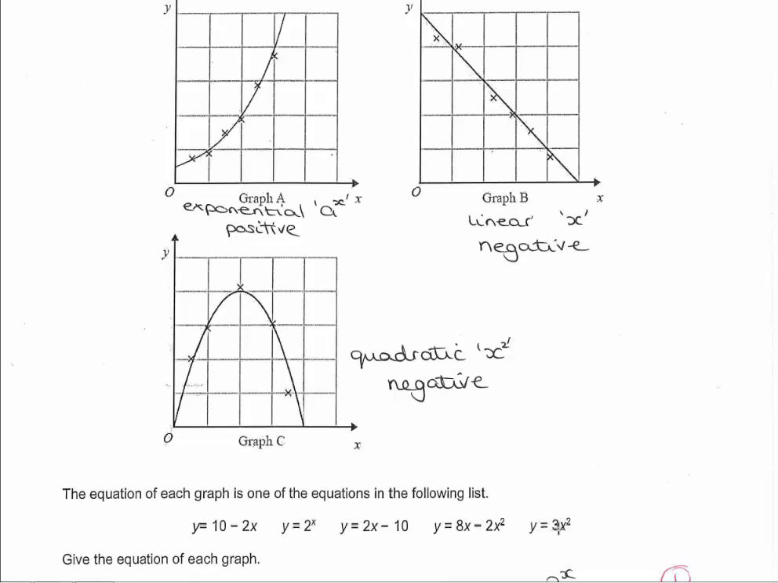How do I know that? Well, because if x is 0 here, I'd have 0 squared, which is 0, times 3, which is 0. So when x is 0, y is 0 for this particular equation of a line. And here I can see that it's not. Okay, it's not 0, so it can't be this one. The remaining one is this one here.